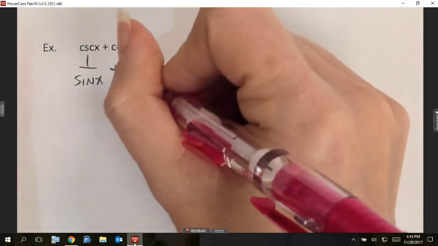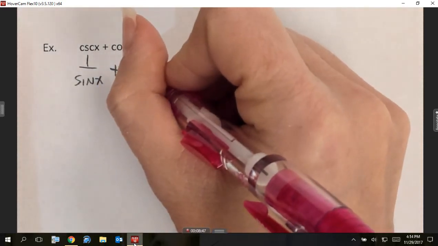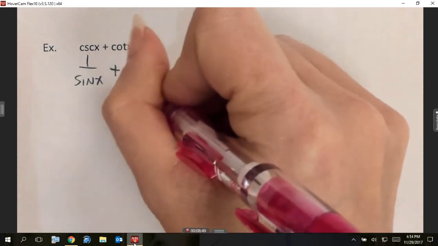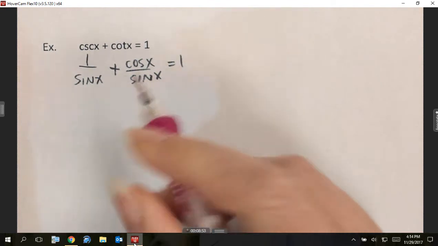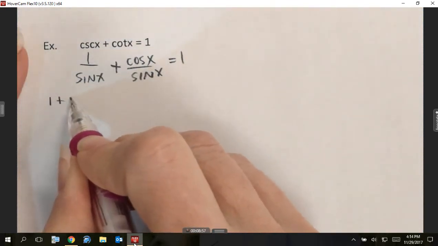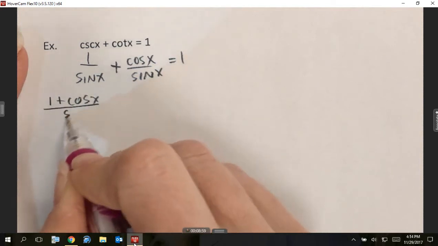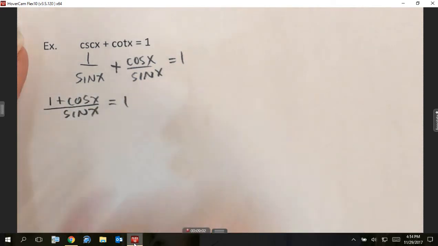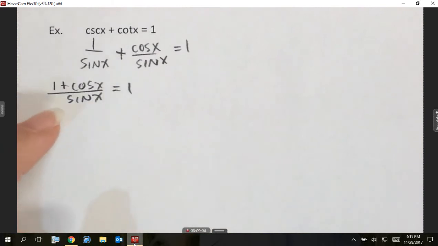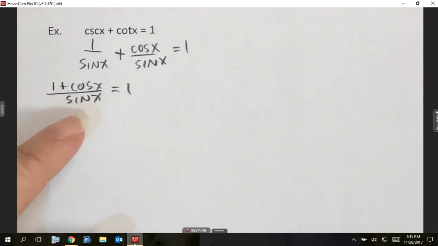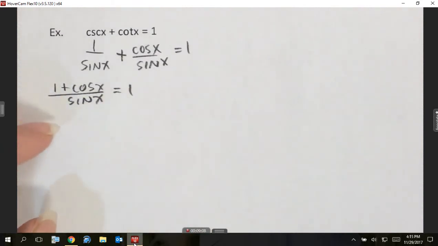Cosecant x is 1 over sine x. Cotangent x is cosine x over sine x equals 1. Ooh, and then I see I have a common denominator. So I'm going to go ahead and add those together. All right, I get 1 plus cosine x over sine x equals 1.